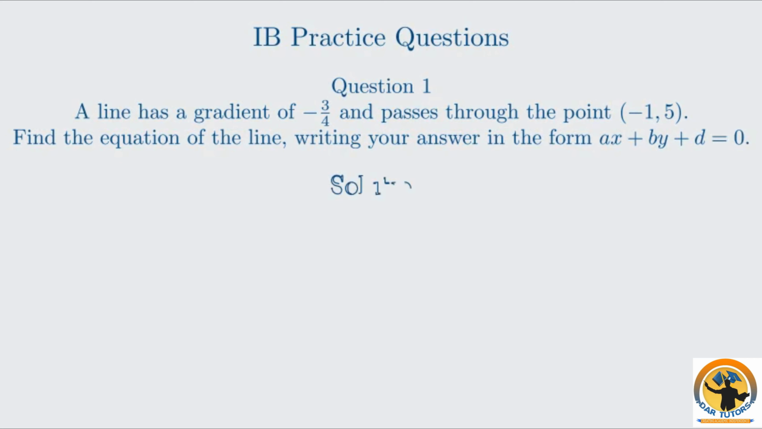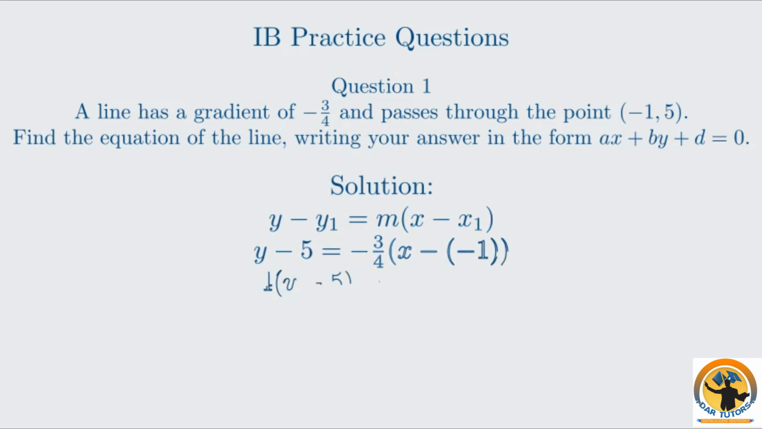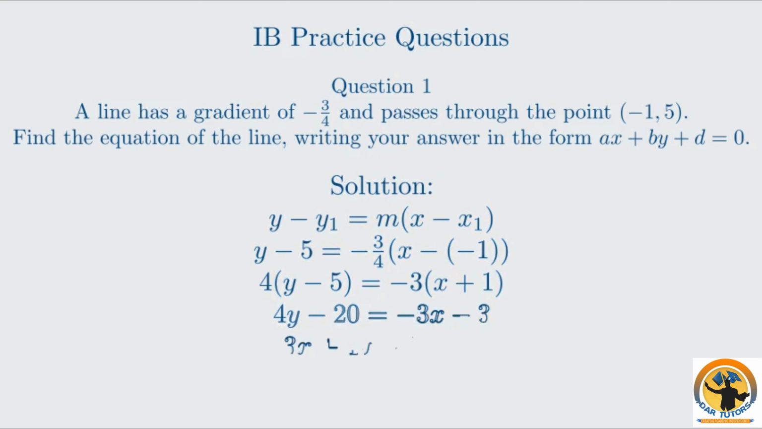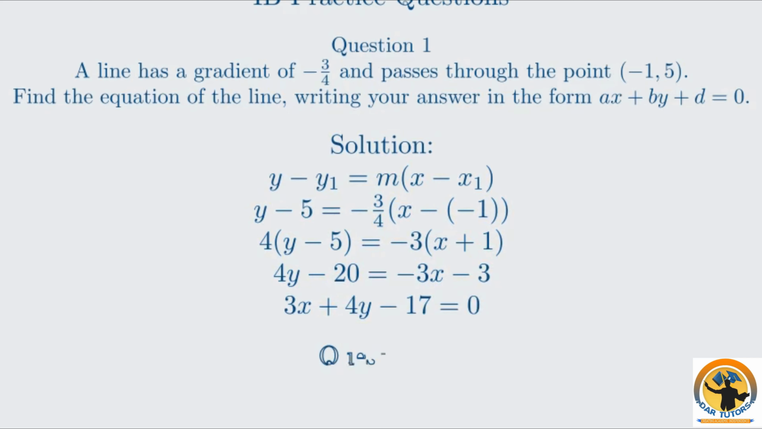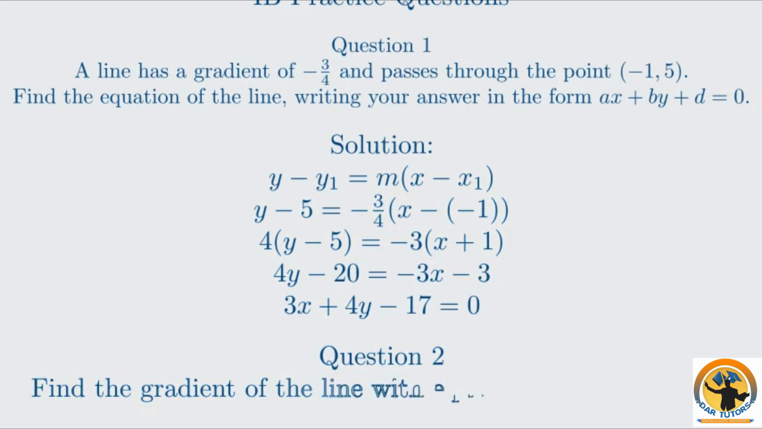Here is the solution. We start with the point gradient form, substitute our values, multiply by 4 to clear the fraction, and rearrange to the required form. The final answer is 3x plus 4y minus 17 equals 0. Question 2 gives us an equation in general form and asks for the gradient. Again, pause the video and give it a try.